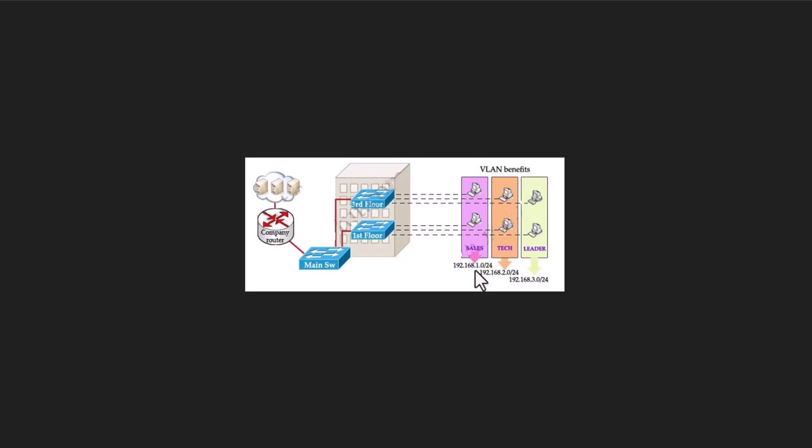We have different subnets for each department. Sales is 192.168.1.0/24. The tech department is 192.168.2.0. They are in different subnets, and each subnet is mapped to a different VLAN. Which means that, it doesn't matter where physically they are connected to the switch, logically they are in separate broadcast domains or VLANs.